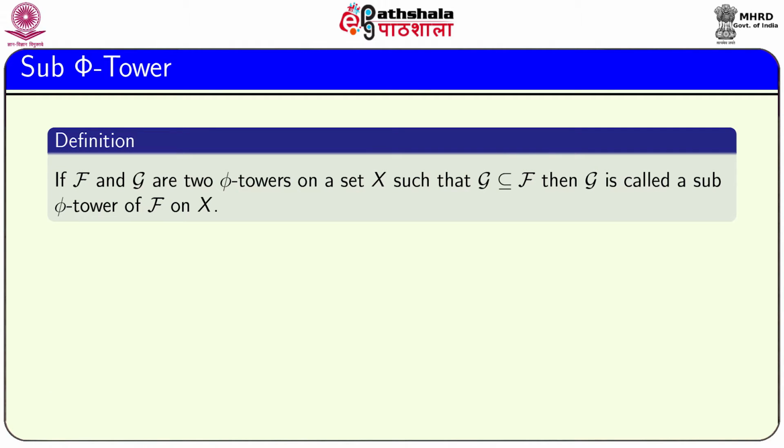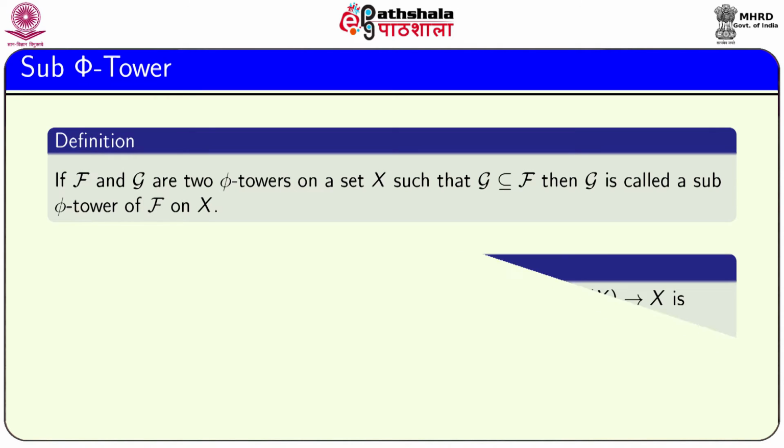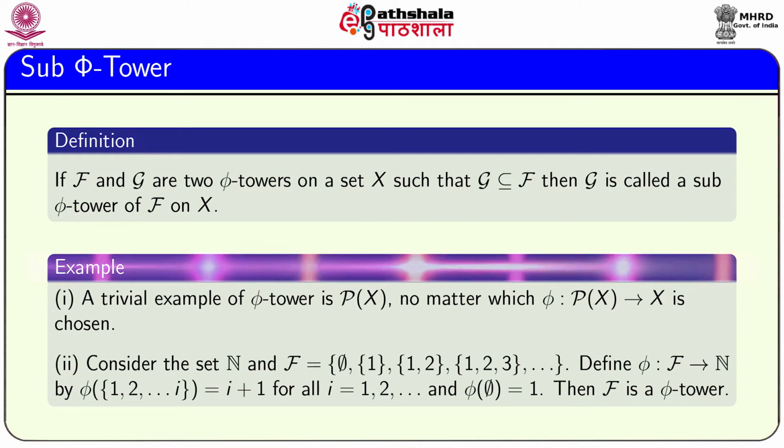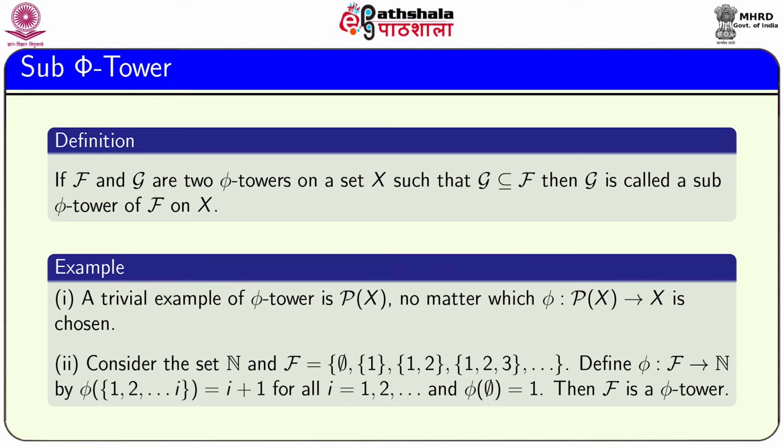Now, F and G are two phi towers on a set X such that G is contained within F. In this case, G is called a sub phi tower of F on X. Consider this example, it is a trivial example that if we consider all subsets of X, that is power set of X, then it is a phi tower, no matter which function phi we are considering.